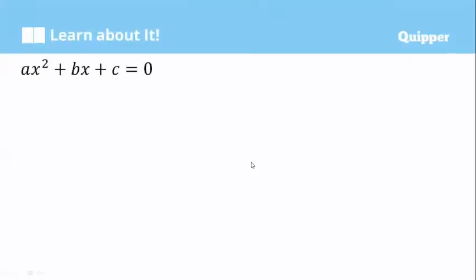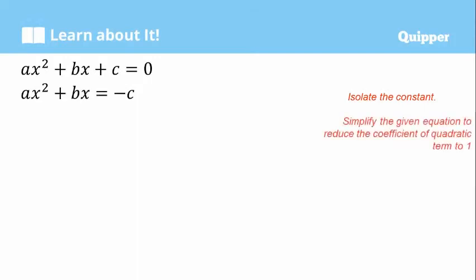So let us look at the process of completing the square. Given the quadratic equation in standard form ax squared plus bx plus c equals 0, the first thing that we're going to do is isolate the constant. The constant here is c. So with this, we have ax squared plus bx equals negative c by addition property of equality. Next, simplify the given equation to reduce the coefficient of the quadratic term to 1.